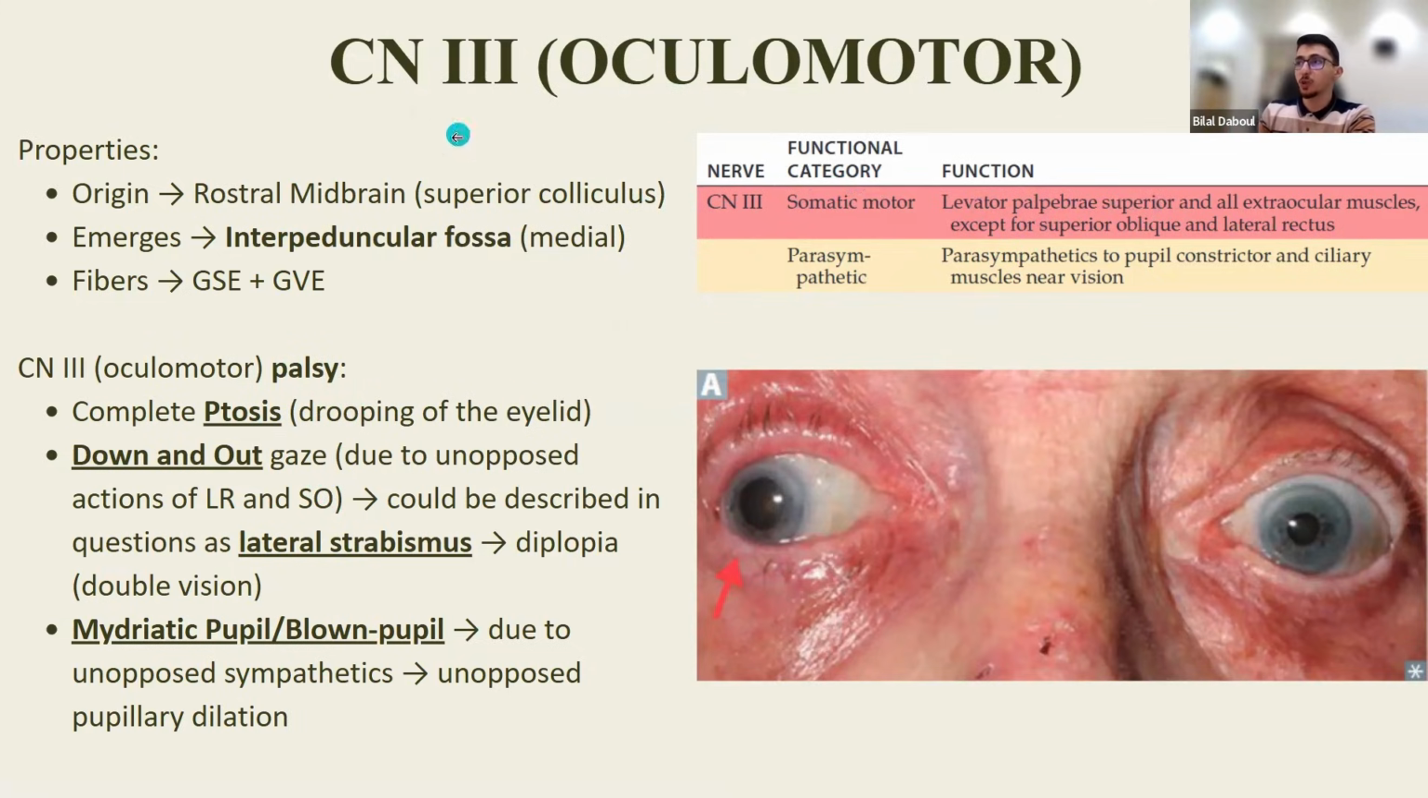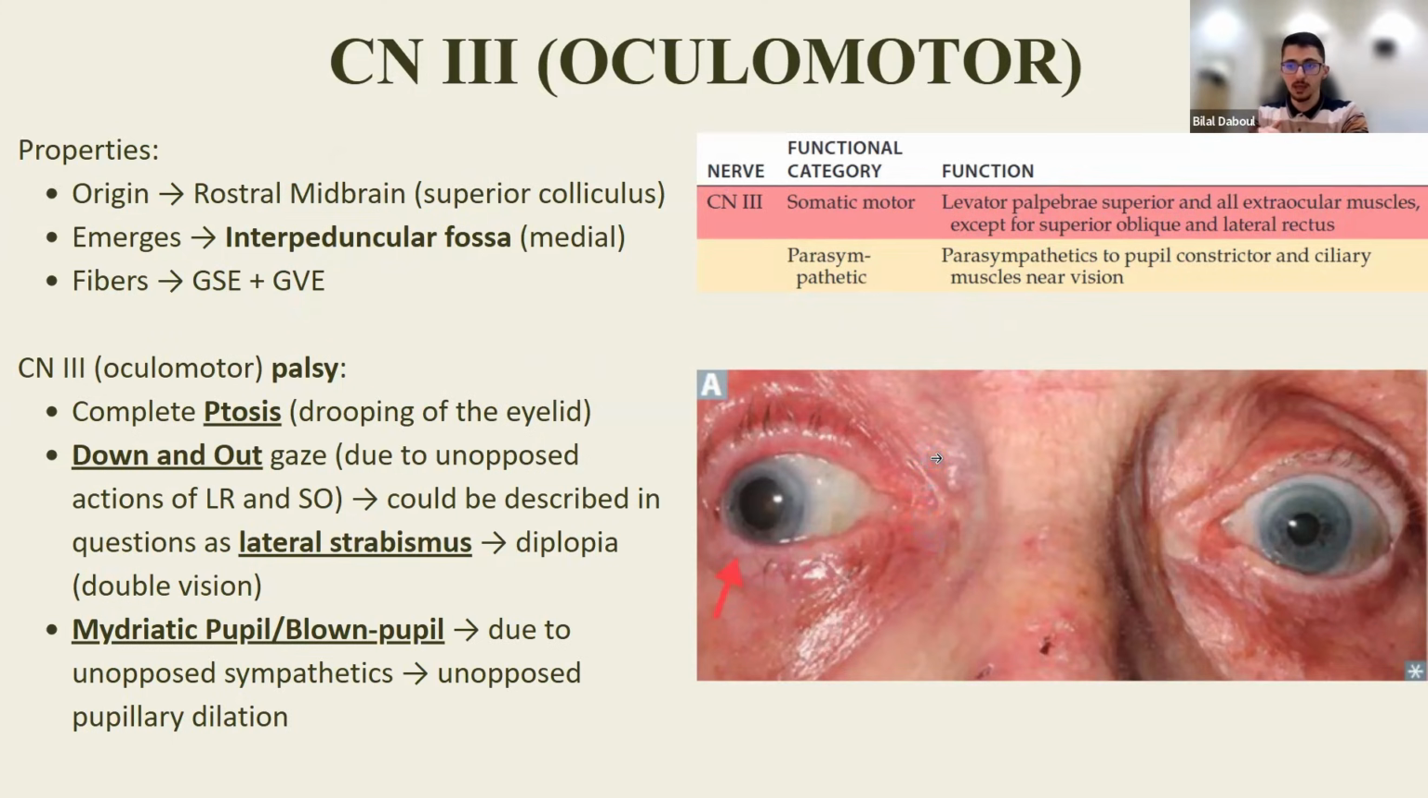Okay, so we start with cranial nerve 3, the oculomotor nerve. It originates from the rostral midbrain, the level of the superior colliculus. It emerges from within the interpeduncular fossa. If you remember, just medial to the crus cerebri or the cerebral peduncles. It contains two types of fibers, GSE or somatomotor and parasympathetic or GVE. Same thing here in terms of function: LPS supply in all extraocular muscles except for LR6-SO4 and parasympathetics to pupil constrictor and ciliary muscles. For the palsy, this is very important.